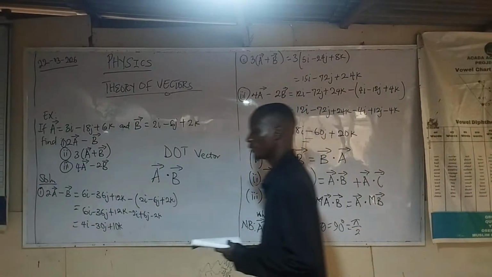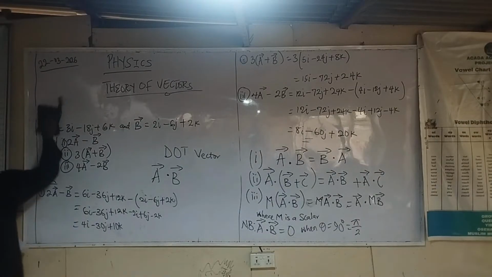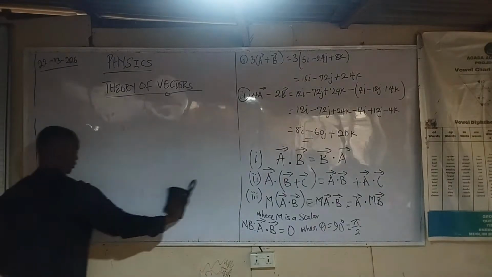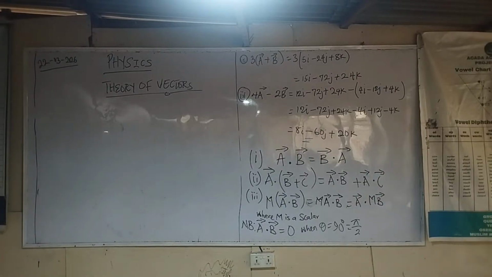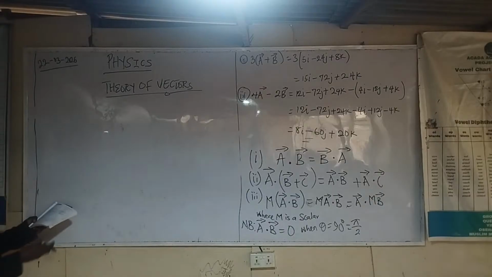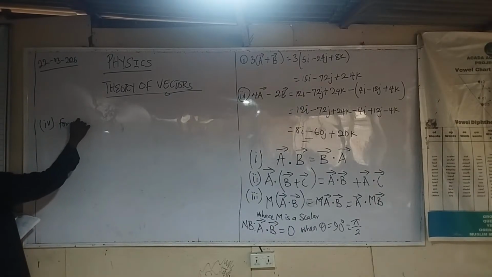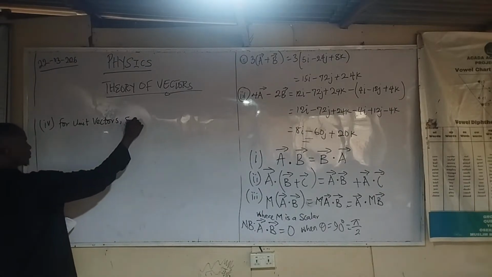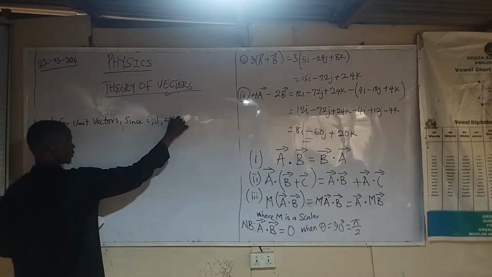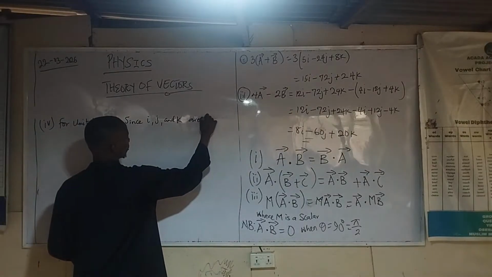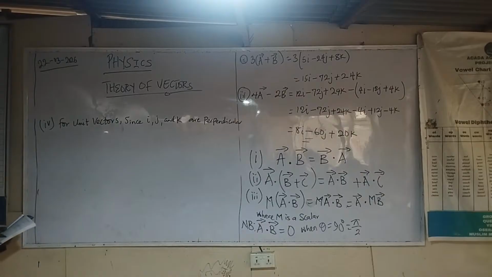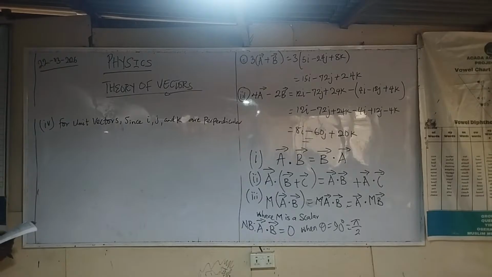Okay, we also have law 4. For unit vectors, since i, j, and k are perpendicular.